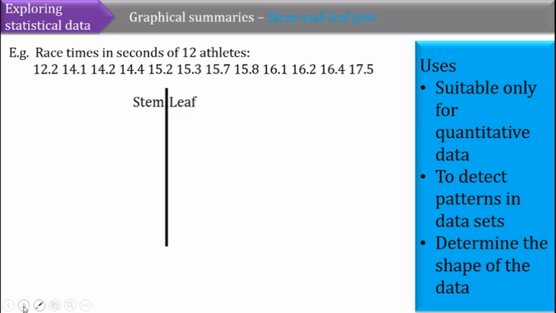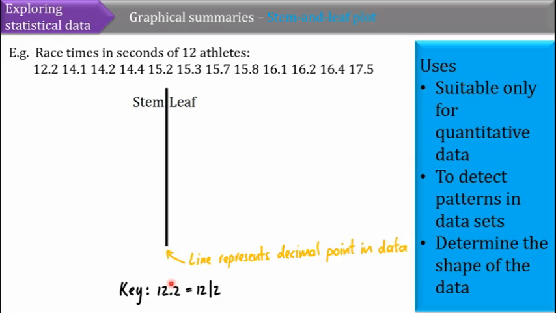Now this dividing line, like I said, separates the stem and the leaf, and in our case I will let the line represent the decimal point. So that means if I take the first value here, 12.2, then my key will say 12.2 will be 12 line 2. Okay, so the decimal point is represented by this line.